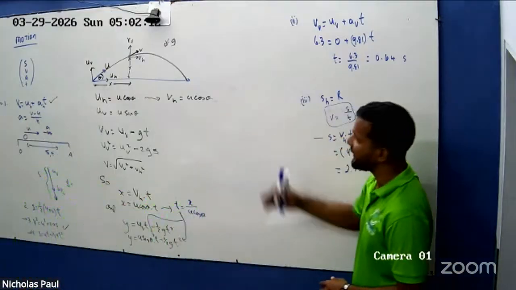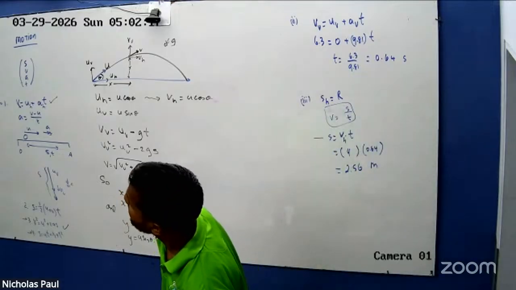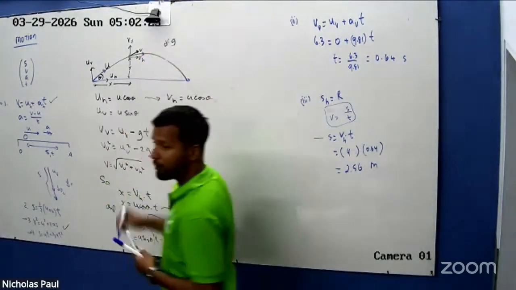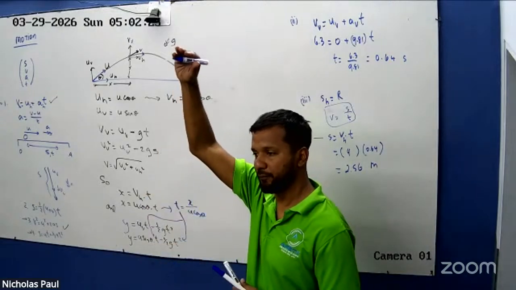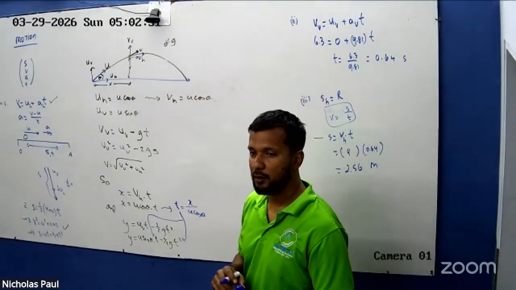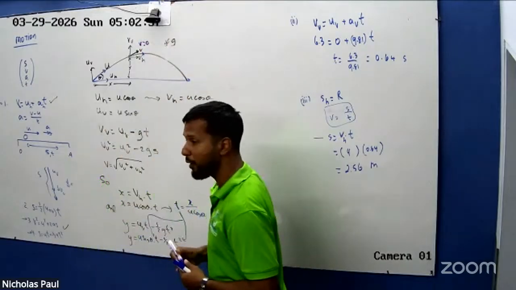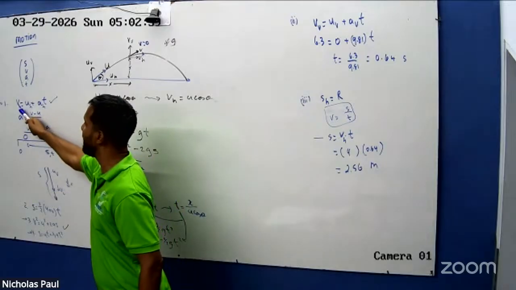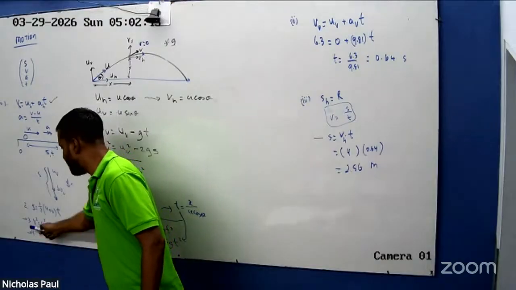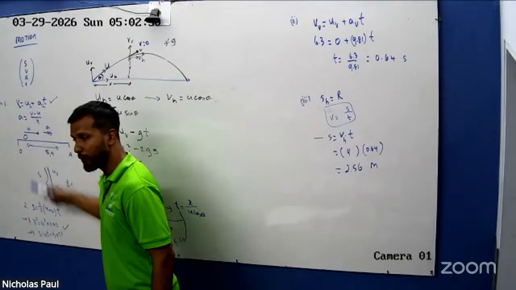Okay, so these are the little things that it could ask you. How do you find maximum height? What happens at maximum height? Zero what? Zero velocity. So at maximum height, your velocity is 0. Right? So if I put v as 0 in here, I can find time to reach maximum height. If I put v as 0 here, I could find maximum height in S.